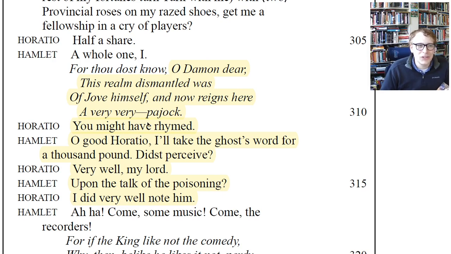Claudius, right? And Horatio says, you might have rhymed, but he doesn't. Instead of ass, he turns it into a peacock. And a peacock was a bird that was seen as very lusty, very sexual, a kind of symbolism in Shakespeare's time.